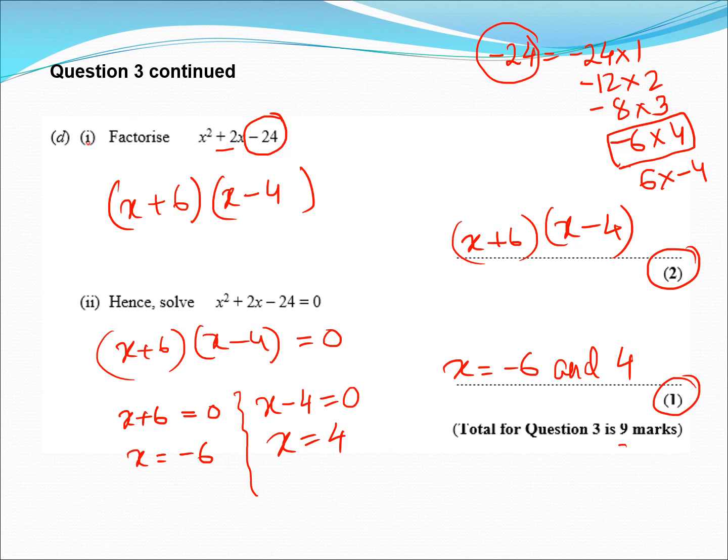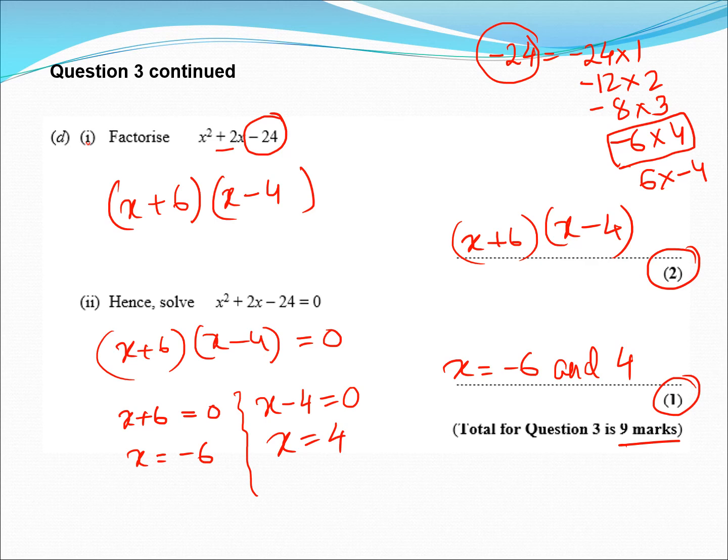Total for question number 3 was 9 marks. So my advice to you is try to get full marks in these types of questions where you've got various skills of algebra tested, and it will develop a good foundation for your grade.